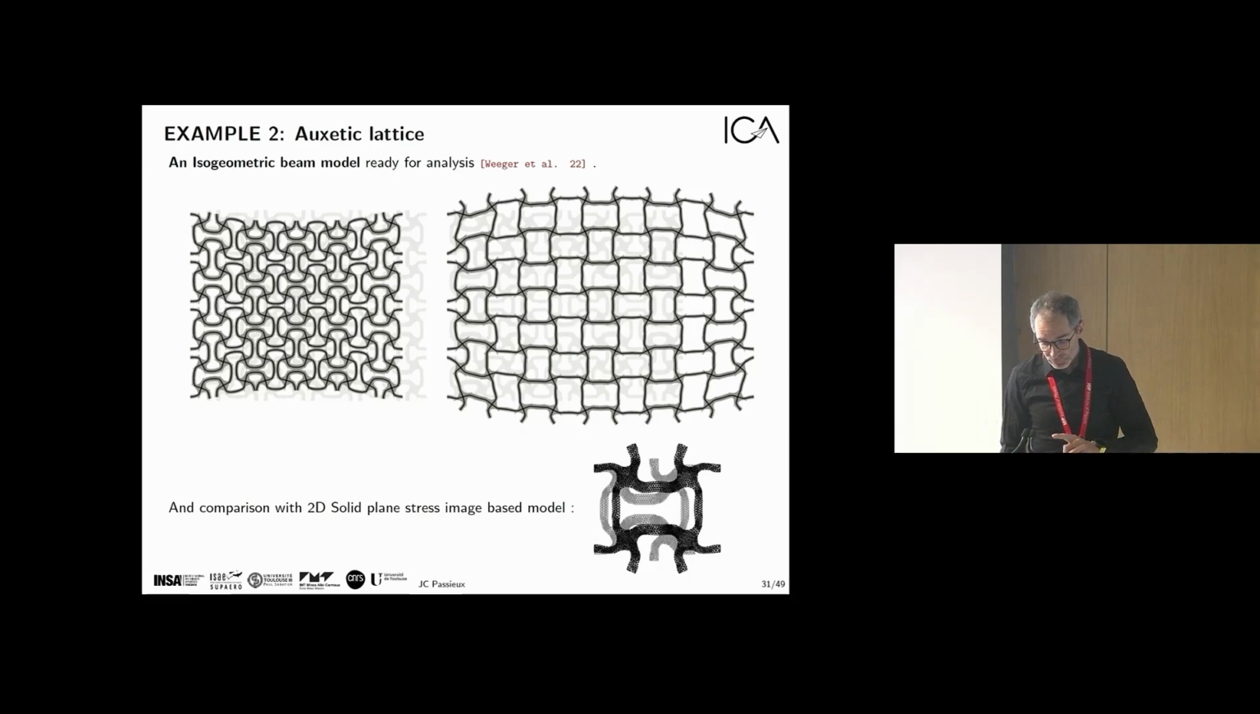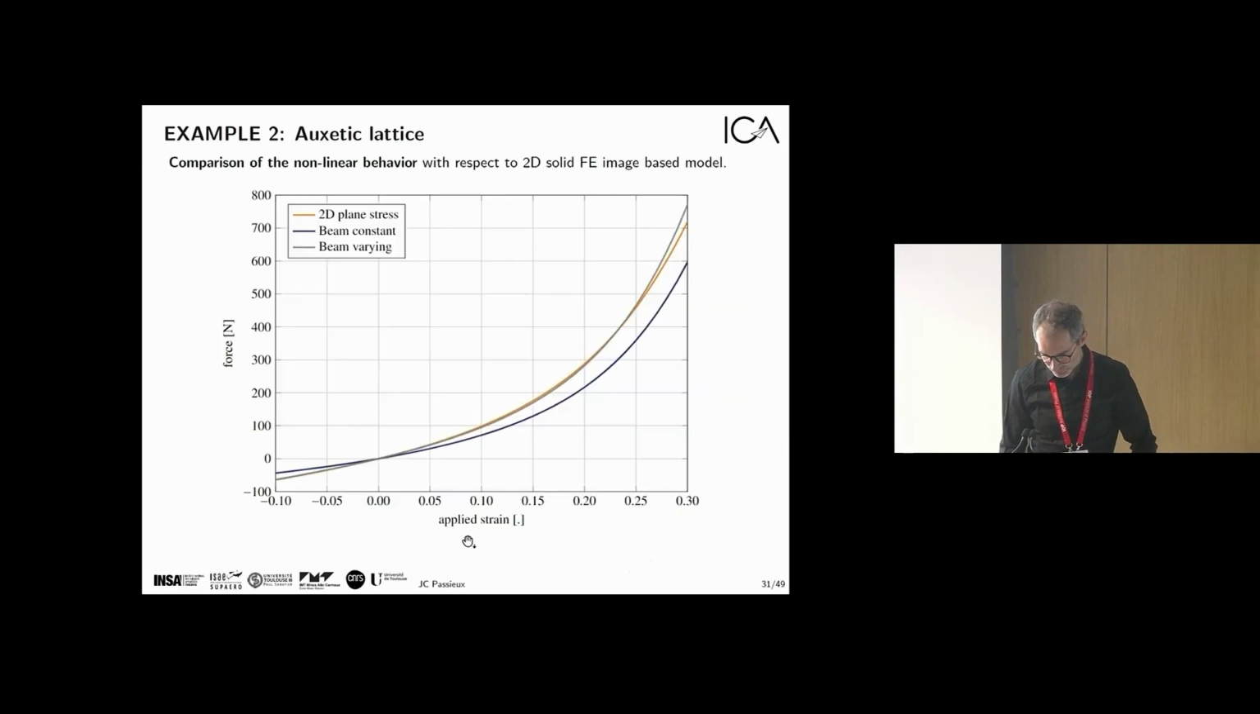And then we wanted to analyze the predictive character of this model by comparing to a classic 2D model based on image using marching squares with a 2D solid plane stress assumption. And here is the result. It's in a geometrically nonlinear regime. You have in blue the beam model with constant thickness, and in gray and in orange, the beam model with varying thickness and the 2D plane stress simulation.